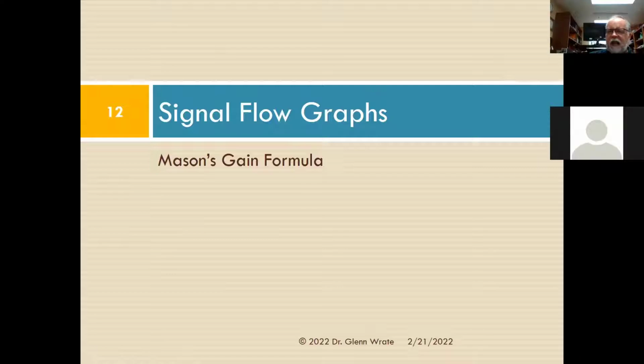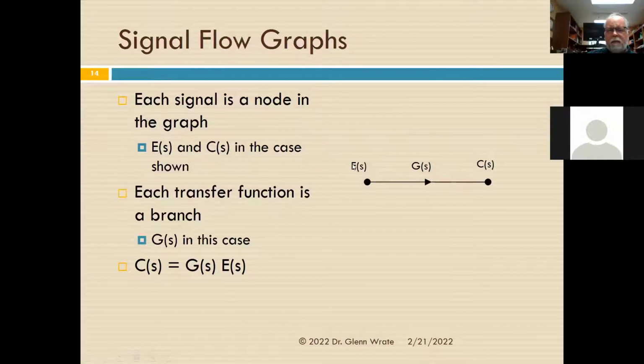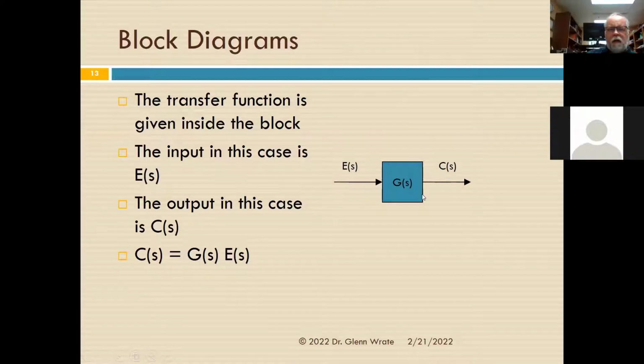But on the exam, and the important thing that I want you to learn for tonight, is signal flow graphs and Mason's gain formula. So here was our block diagram. Here's our block diagram. We've got a transfer function here, and that could be 1 over s. It could be 10 over s plus 4. It could be whatever the transfer function is. Whatever feeds in times the transfer function is what our output is.